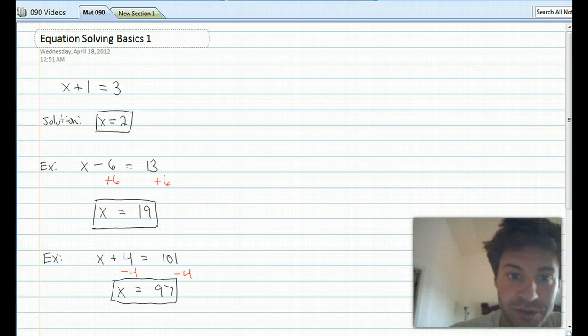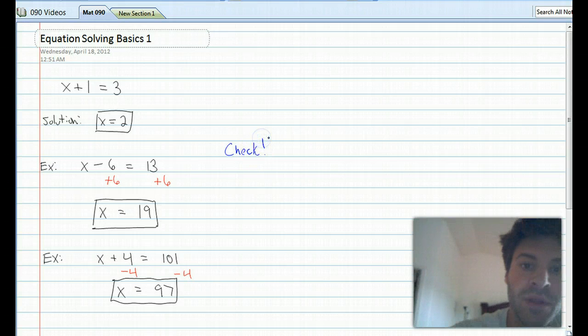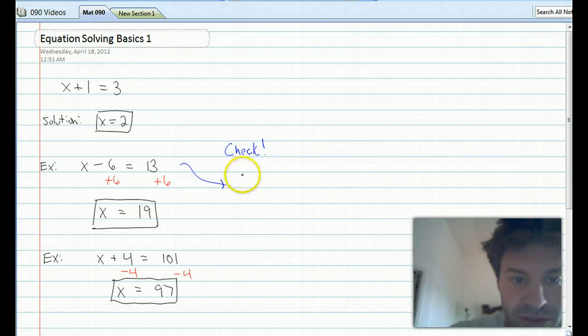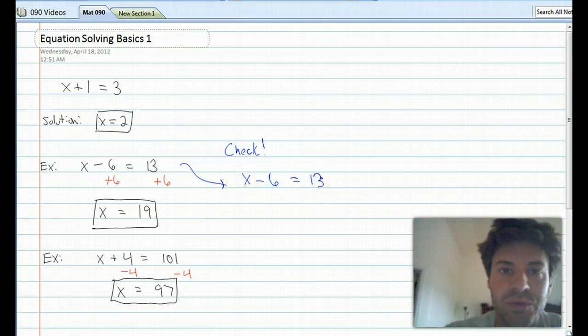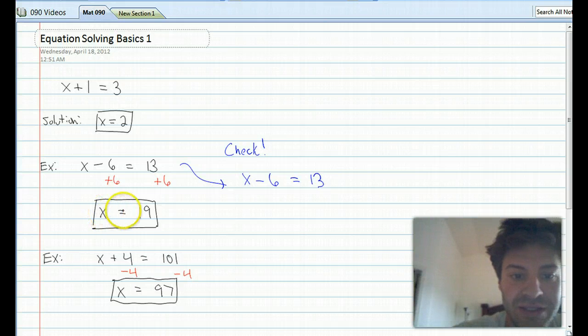Something you can do with any equation that you ever solve, and something that you should do, is check your solution. Here's how you do it. We're going to copy down the original equation, x minus 6 equals 13. Now we're going to plug our solution, x equals 19, into this equation. So we're going to substitute in x equals 19. We're just going to replace this x right here with a 19.